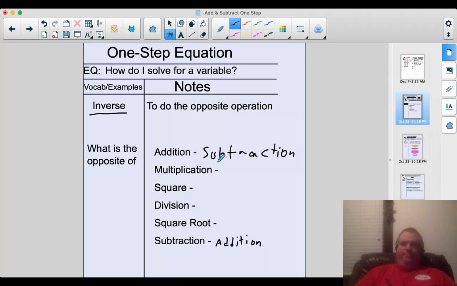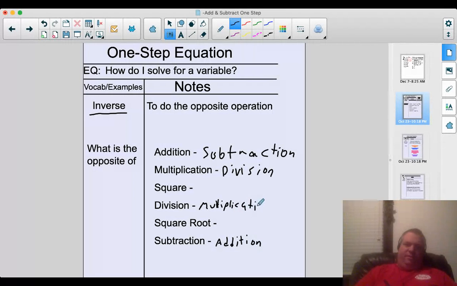Okay. Well, what about multiplication? What is the opposite of multiplication? Well, the inverse of multiplication is division. If I were to multiply by something and then divide by that same thing, I end up where I started. Okay, so multiply by 3 and then divide by 3, and you'll end up where you were. So the opposite of multiplication is division, and vice versa.